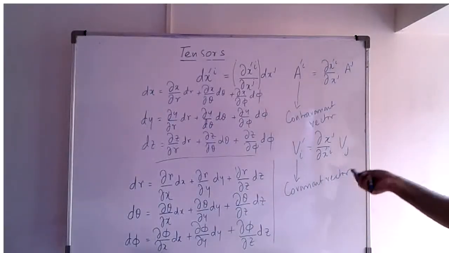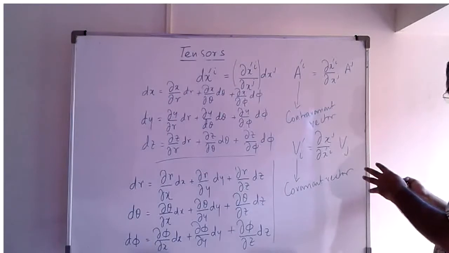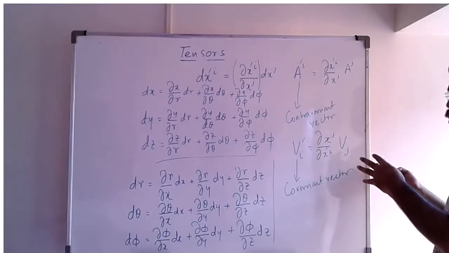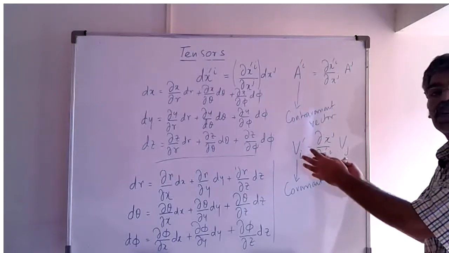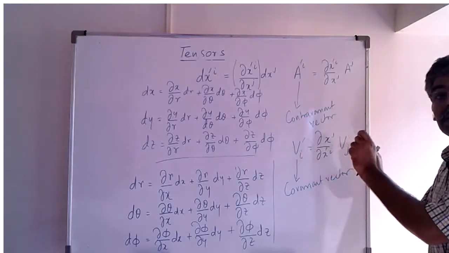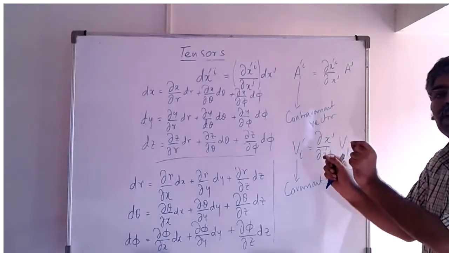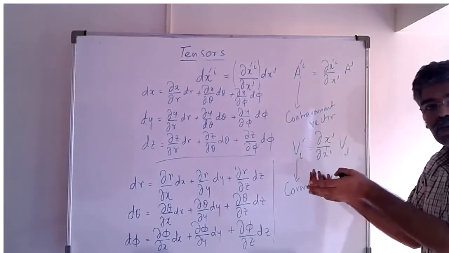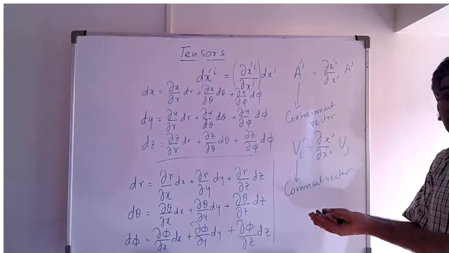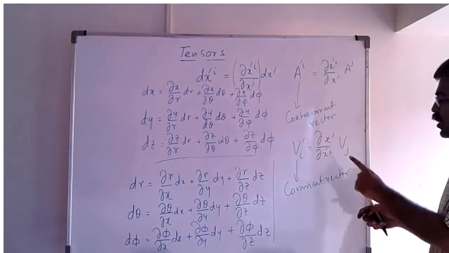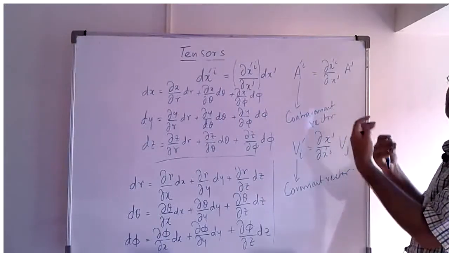What we are doing is transforming the vector from one representation, which is represented in the unprimed coordinates, to the primed coordinates for the same physical point. That is very important. The same physical point P is represented by the primed coordinates and by the unprimed coordinates. We are transforming the vector from one coordinate system to the other.